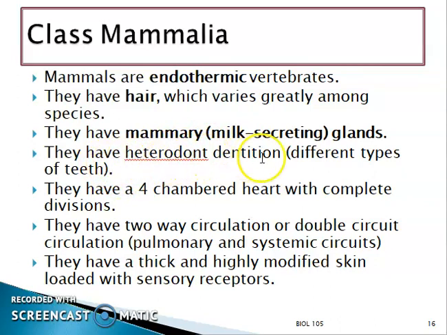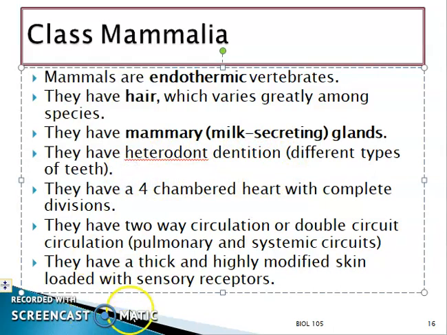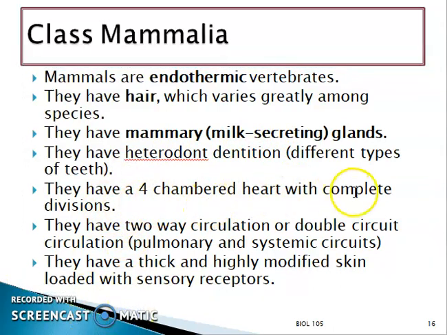They have heterodont dentition. It means that they have different types of teeth. Mostly they have four types of them. They have a four-chambered heart with complete divisions because they need more energy for their different workings. They have two-way circulation or double circuit circulation. That is, blood circulates from the heart to the lungs and back, and to the body and to the heart and back. So this helps them in better circulation. They have a thick and highly modified skin, which is loaded with sensory receptors. So they have a lot of sensory receptors in their skin.